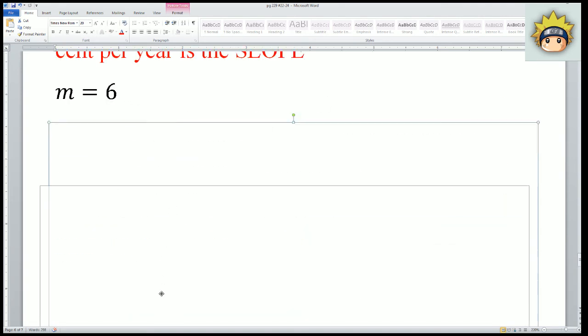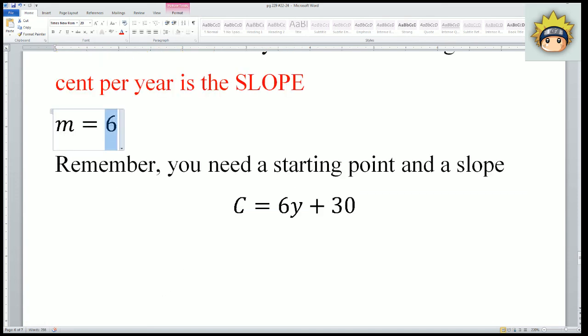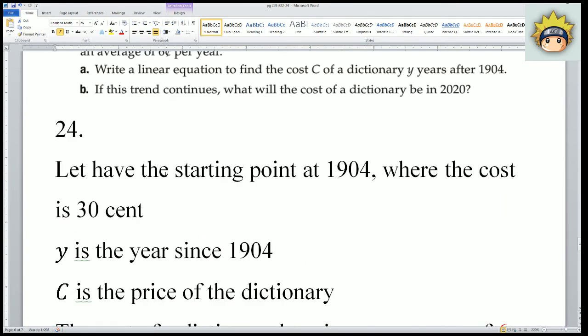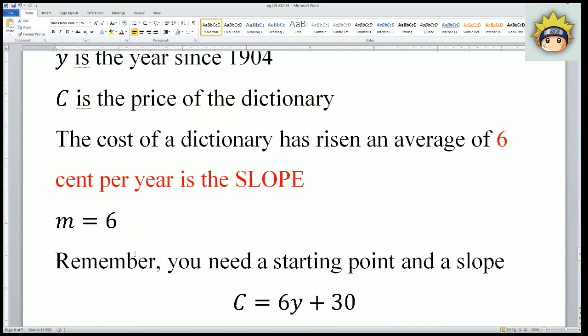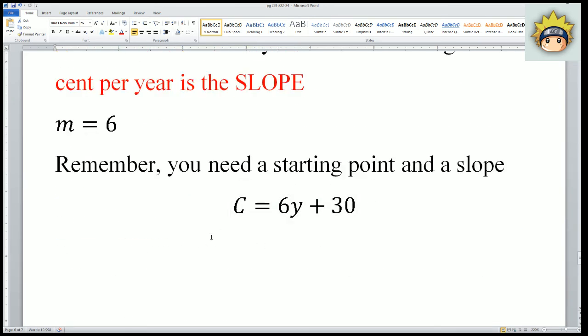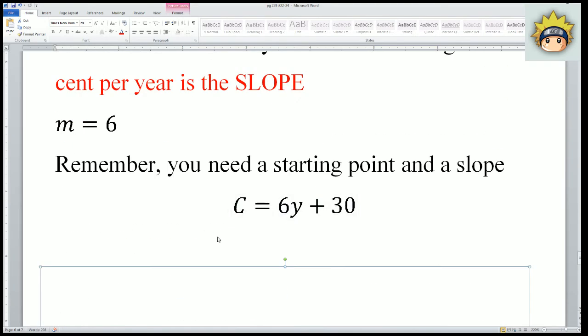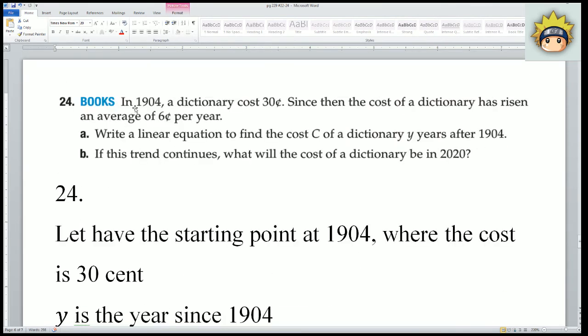Okay? Next, remember that you need a starting point and a slope. My slope here is 6 and 30 cents is going to be my starting point, because it says the starting point is 1904. That's the start, 30 cents. The y-intercept is 30. Okay, that is how I get the equation. I have to understand that the slope m is a rate and the b, which is the y-intercept, is a starting point. That comes just from extracting the information, so reading comprehension.